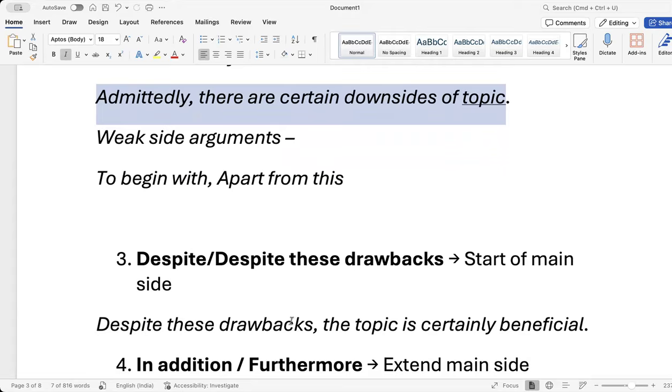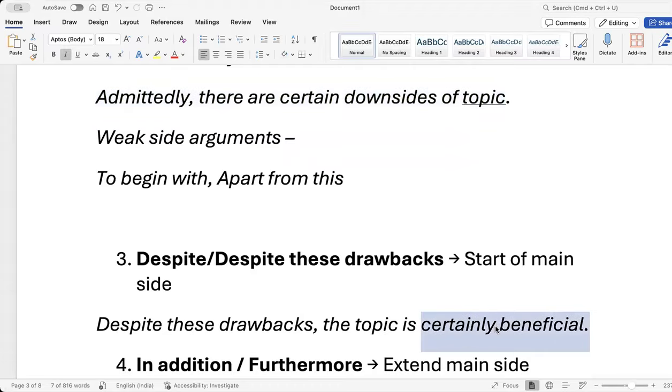So I say, despite the drawbacks, I think this thing is beneficial. So I'm giving my opinion clearly that the benefits are more. It's beneficial despite the drawbacks. That means the positives are more.